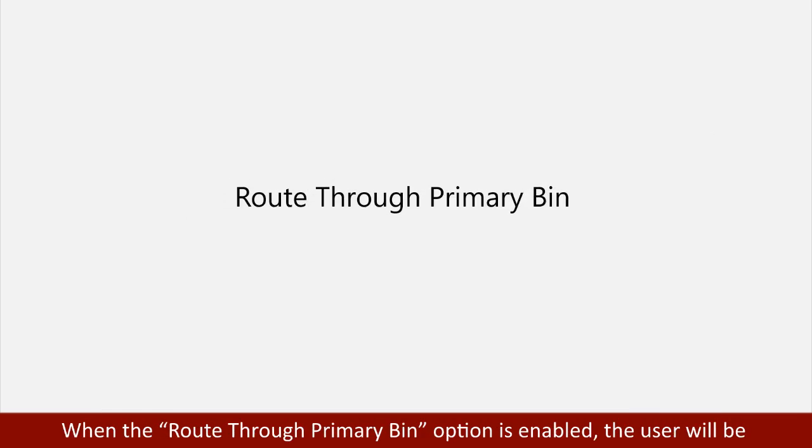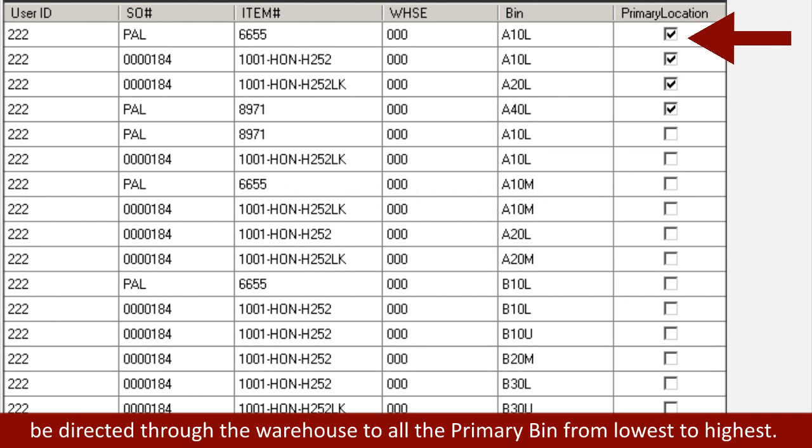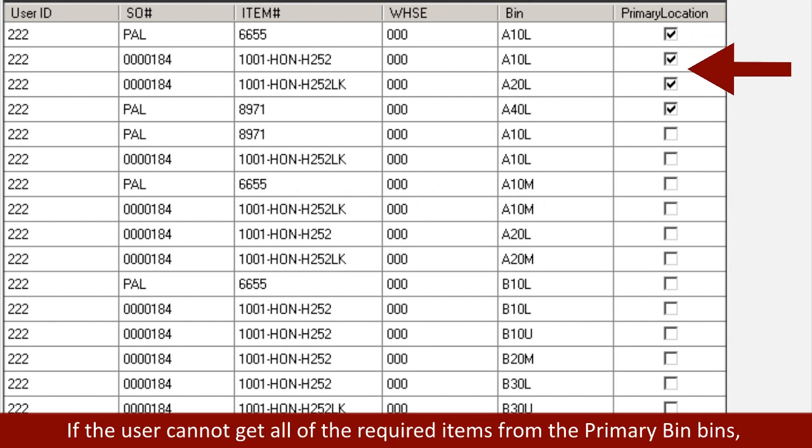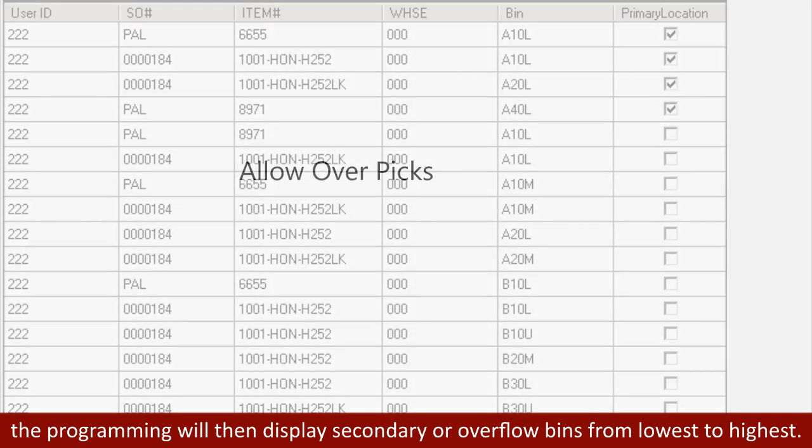When the route through primary bin option is enabled, the user will be directed through the warehouse to all the primary bins from lowest to highest. If the user cannot get all of the required items from the primary bins, the programming will then display secondary or overflow bins from lowest to highest.